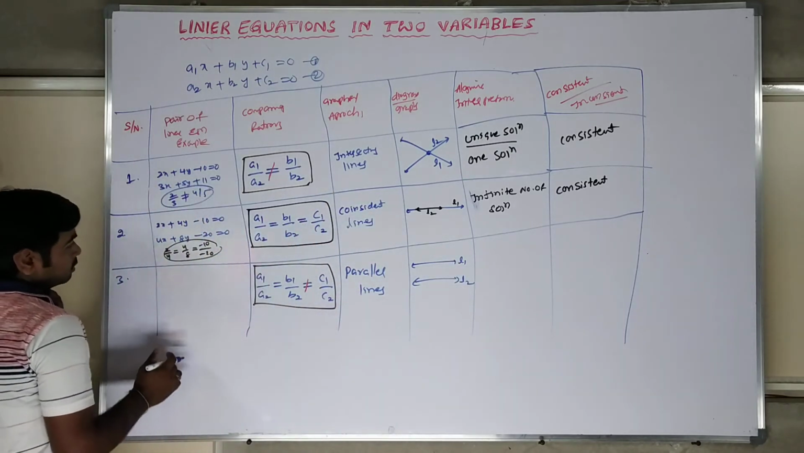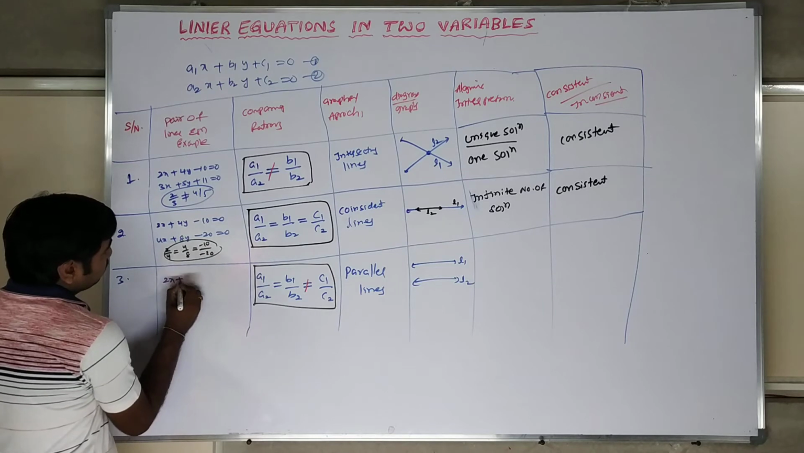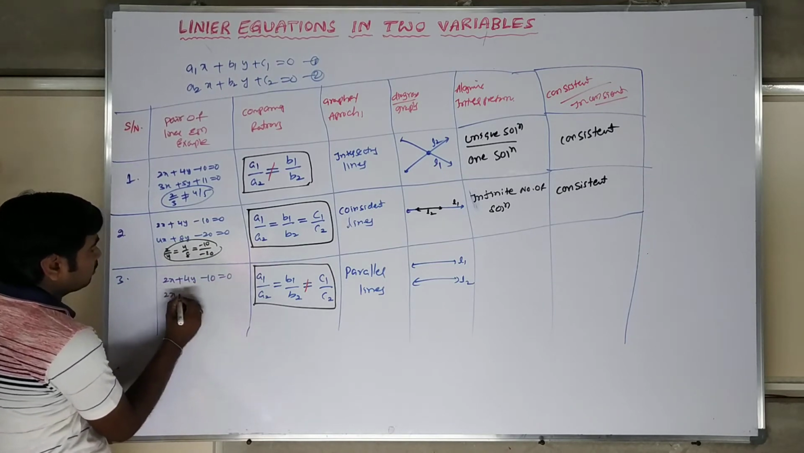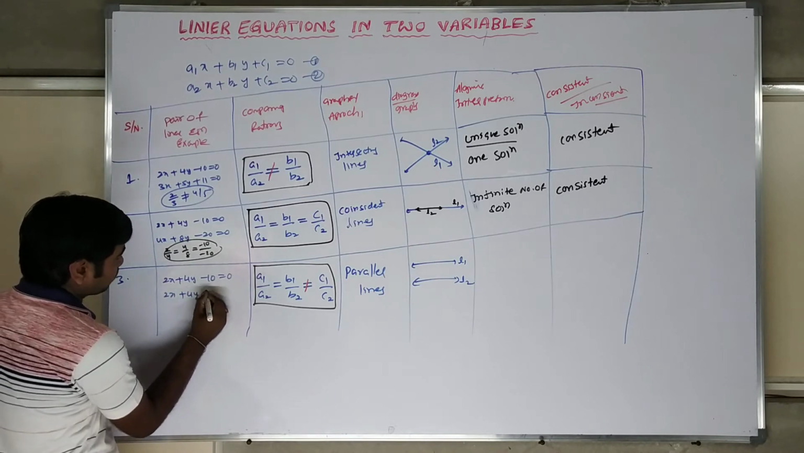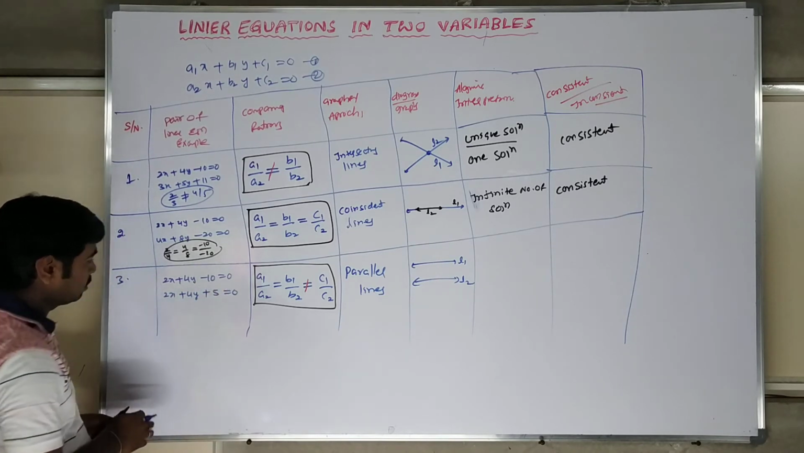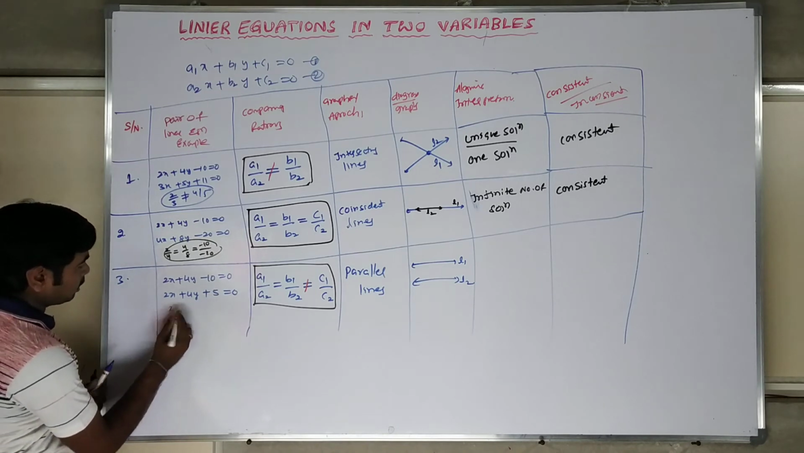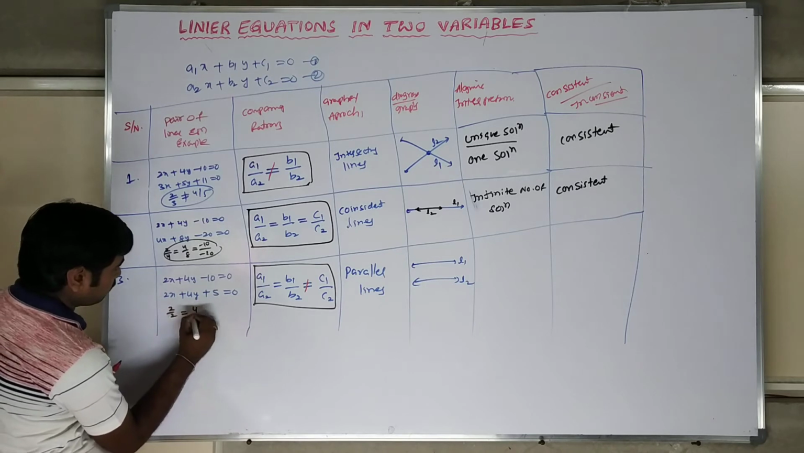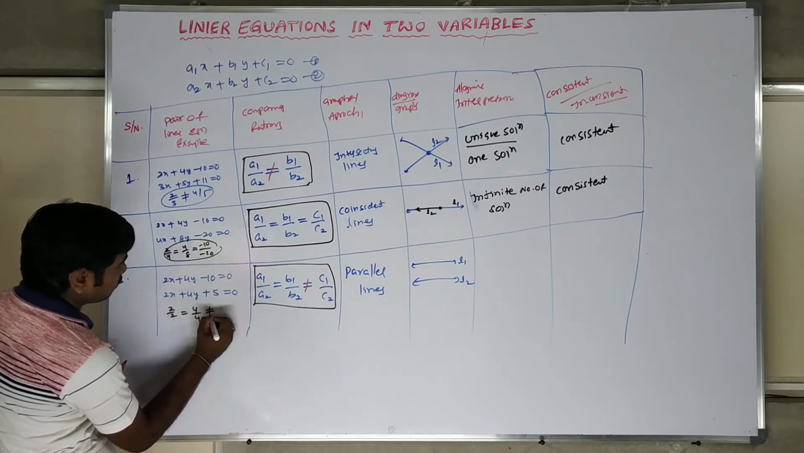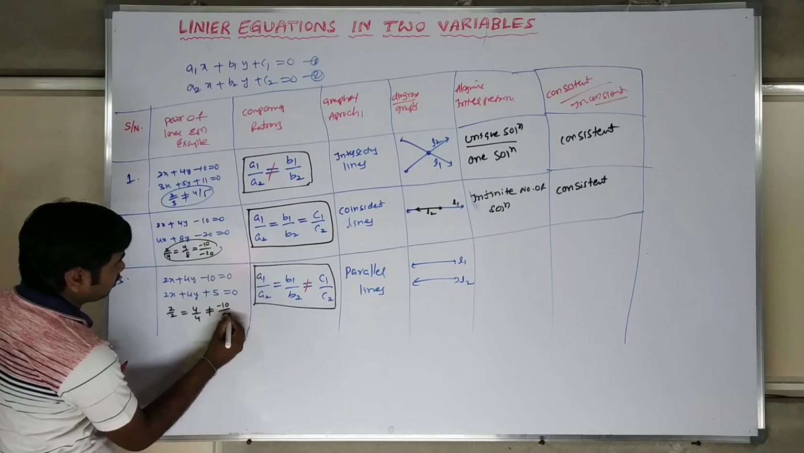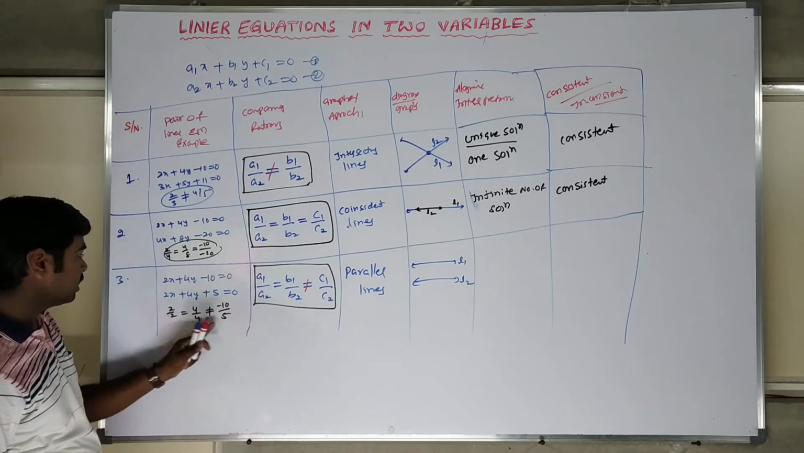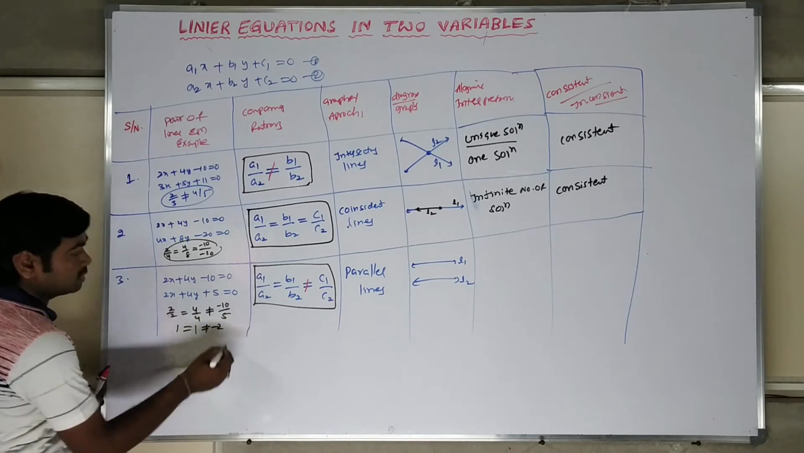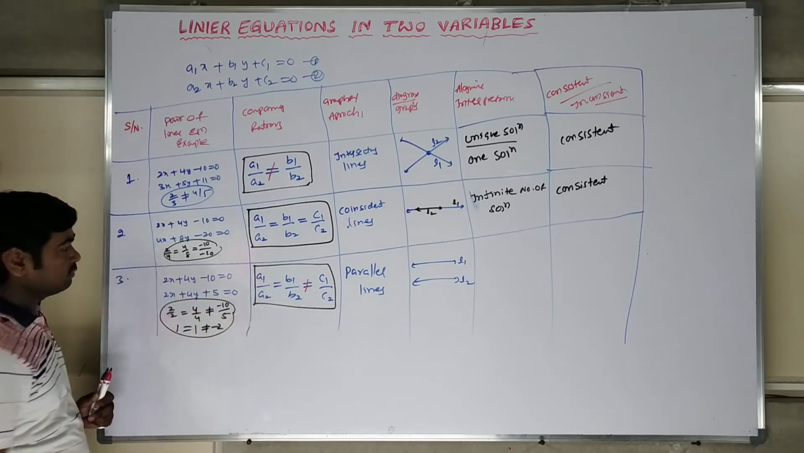Those who want an example, I can write that also. Same thing: 2x plus 4y minus 10 is equal to 0, and 2x plus 4y plus 5 is equal to 0. Those who have a doubt, I can write 2 by 2, 4 by 4, but it is not equal to minus 10 by 5. Minus 10 by 5 means minus 2. So 1 is equal to 1, but it is not equal to minus 2. This is the case where parallel lines will come.